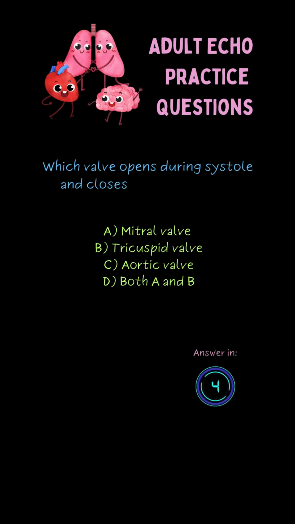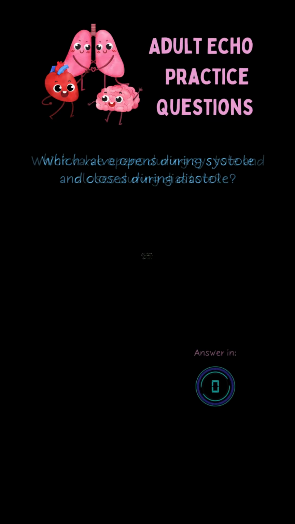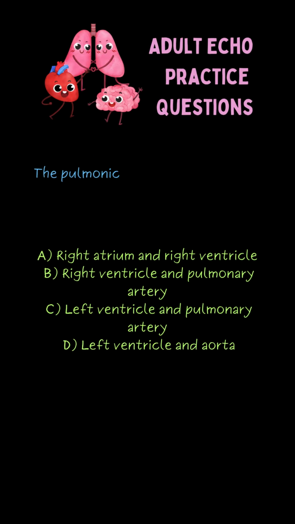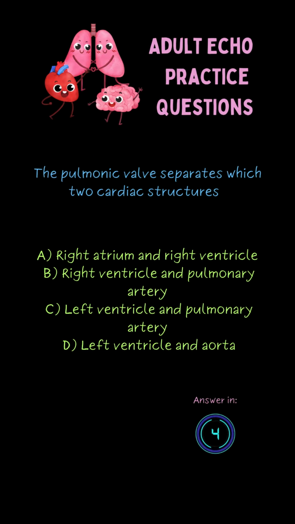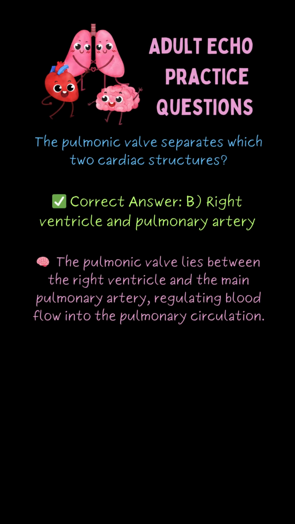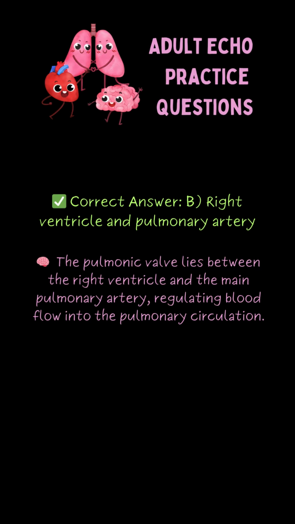Which valve opens during systole and closes during diastole? C. The aortic valve. The aortic valve opens during systole when ventricular pressure exceeds aortic pressure, and then closes during diastole to prevent retrograde flow into the left ventricle. The pulmonic valve separates which 2 cardiac structures? B. The right ventricle and the pulmonary artery.